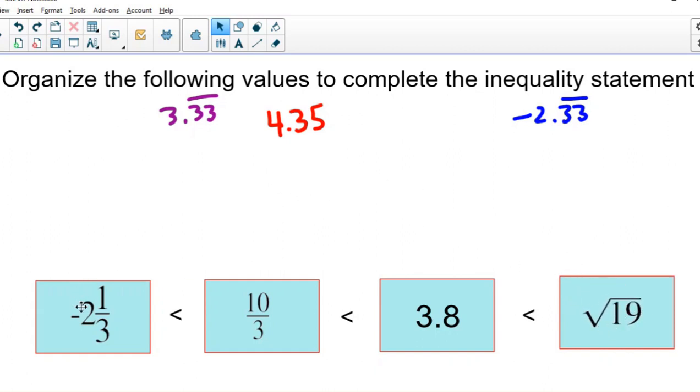All right, so again, these numbers, it's hard for us to deal with these when they look like a rational number, like a fraction, or like a radical, a square root. So just by changing these into decimals, it's easier to recognize what we're dealing with here.